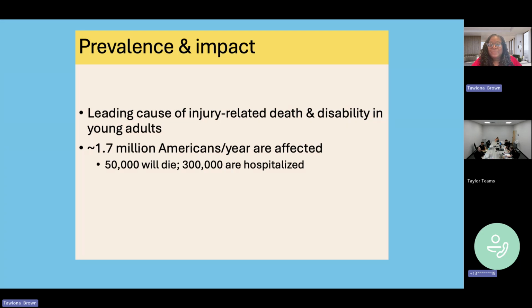And there's 1.7 million Americans each year that are affected by some type of traumatic brain injury. You have 50,000 that are going to die. And unfortunately, you have 300,000 that survive and are going to be hospitalized. And they might be categorized as having that severe brain injury, where it's heads or tails. It depends on how they recover from those, if they're going to have any type of permanent disability.